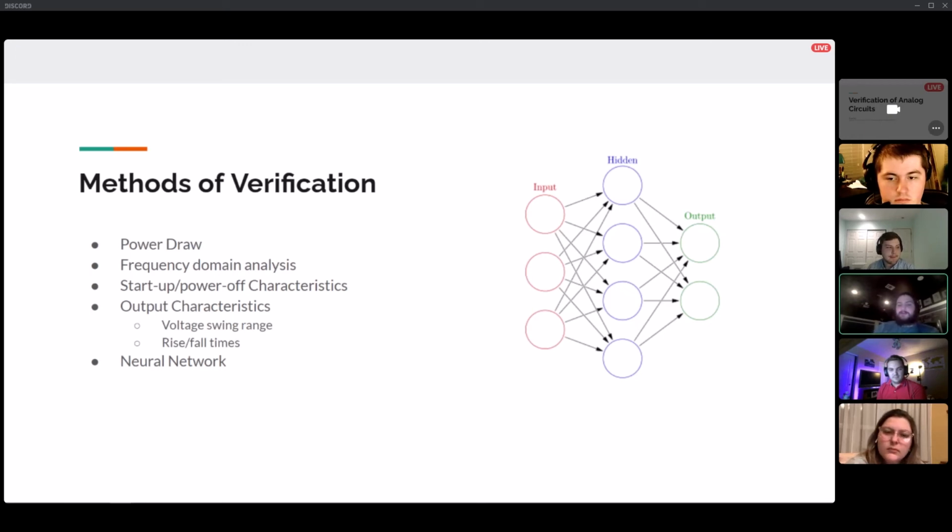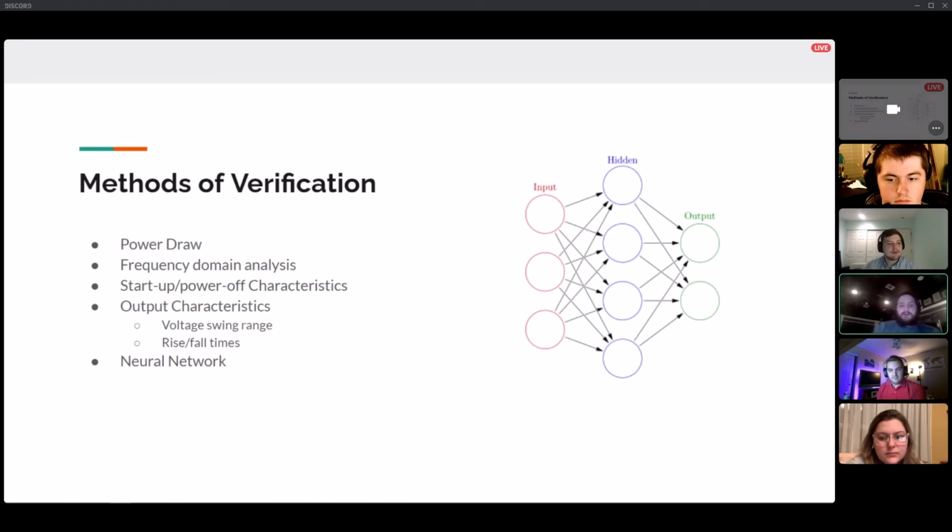And then because this is an oscillator, a big thing we're going to be looking at is doing frequency domain analysis. That way we can make sure that everything's operating at the correct frequencies. Along with that, we're also going to be looking at the startup and power off characteristics. That's as the voltage level is rising, to see if it turns on and off gracefully, and doesn't cause any disturbances down the line for the components attached to it.